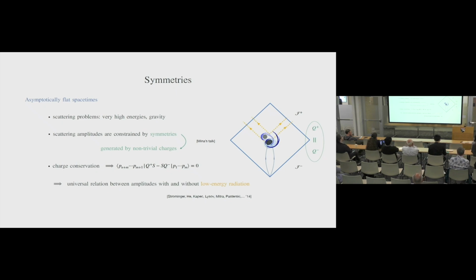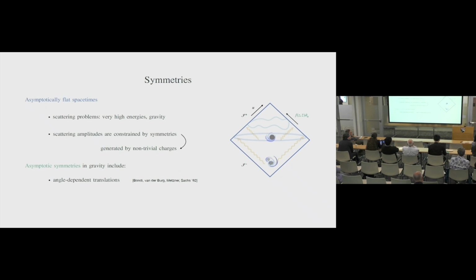Now, what turns out to be the case, and this was shown by Andy and collaborators about 10 years ago, is that these Ward identities are exactly equivalent to so-called soft theorems. These are universal relationships between amplitudes that include low energy radiation and amplitudes without such low energy radiation.